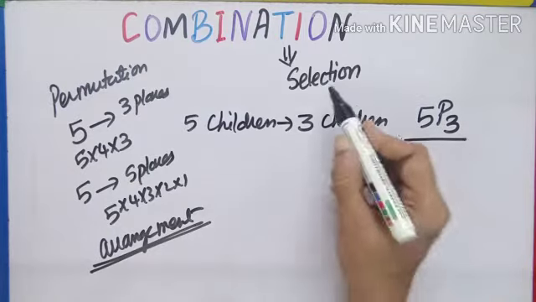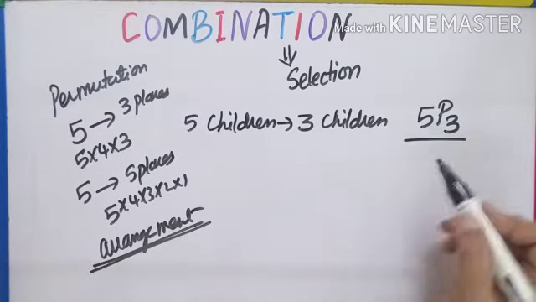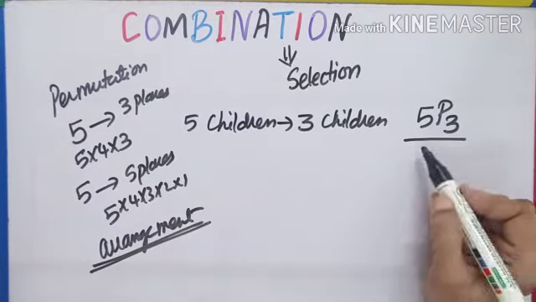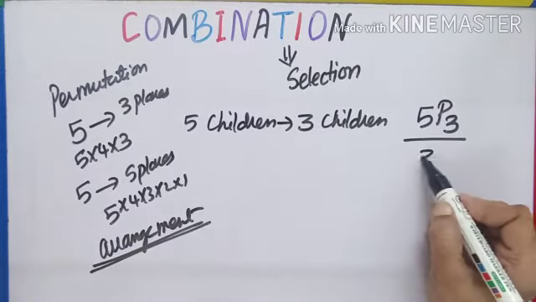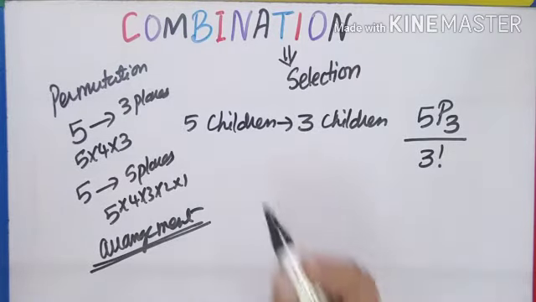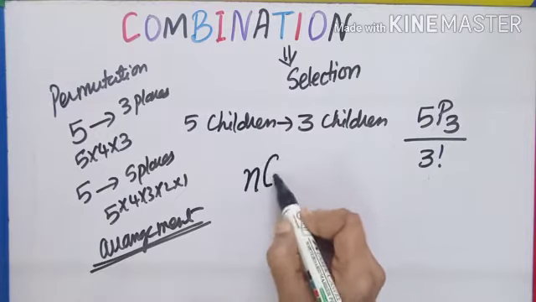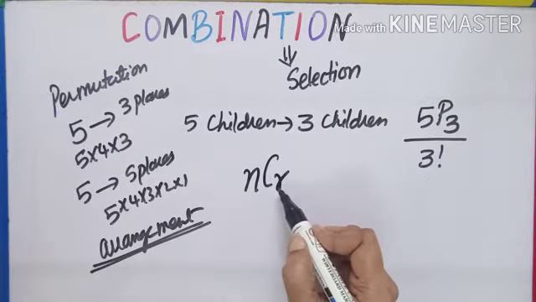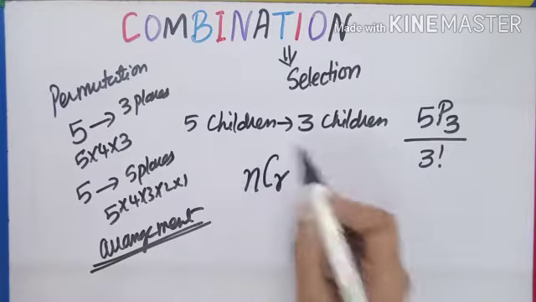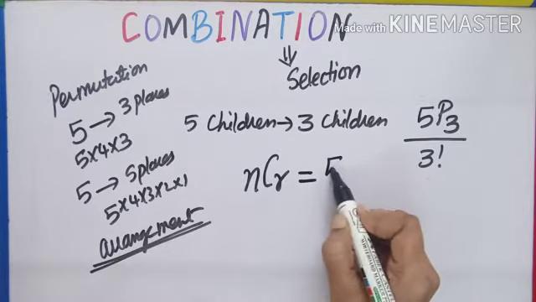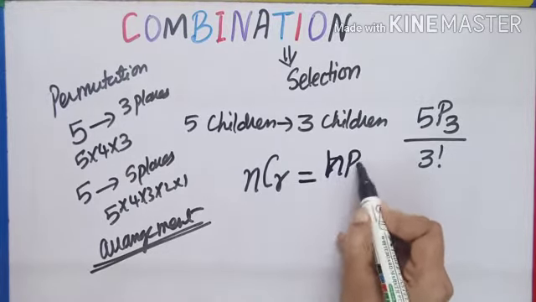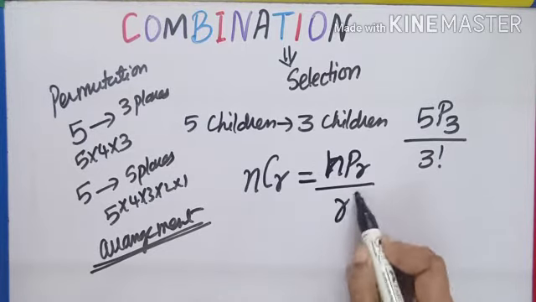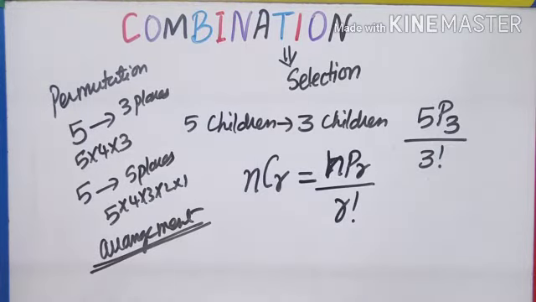But I don't want arrangement, which means divide by that arrangement. 3 children in 3 places, 3 factorial. In general, I will say NCR. N children are there, you are selecting R, taking R at a time. The selection is NPR divided by R factorial. The basic formula for combination.